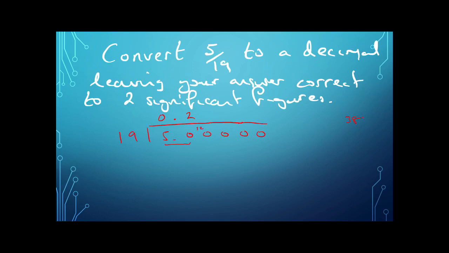How many times does 19 go into 120? Well, it goes exactly into 114 6 times, so that means we've got a remainder of 6. 19s into 60, well, 3 19s are 57. And we would keep going on, but because we said leave our answer correct to 2 significant figures, we've got 0.263, and the 3 is less than 5, so it doesn't affect this 6 here, so the answer is 0.26.